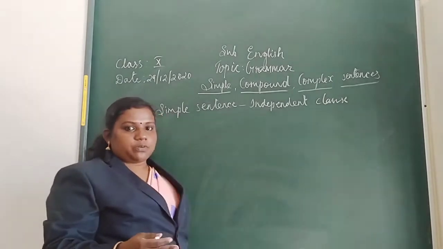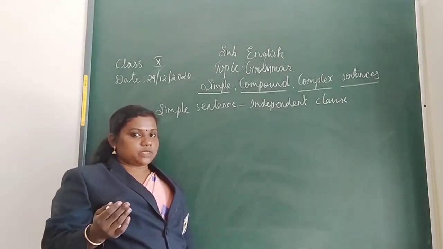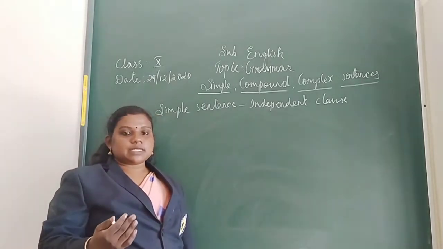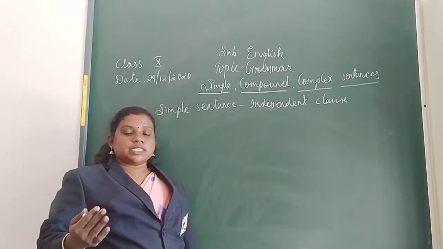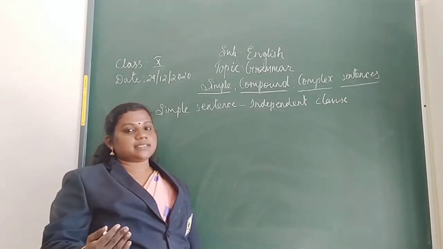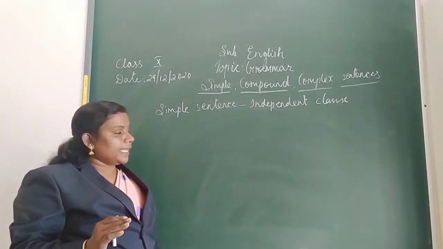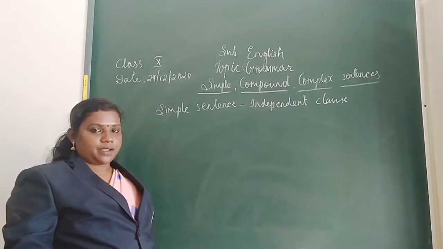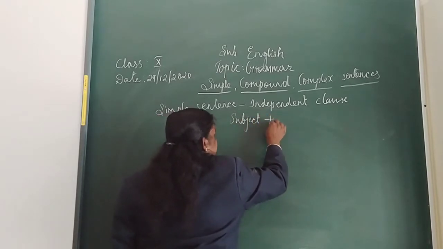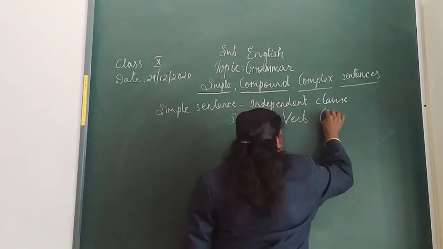So last video, when I was taking adjective clause, adverb clause, noun clause, you got the idea what is a clause. What is a clause? A clause is a group of words which is giving a meaning and it has a subject and a predicate. Okay, so simple sentence means it is an independent clause. That means it has a subject plus one verb. This verb will be a finite verb.